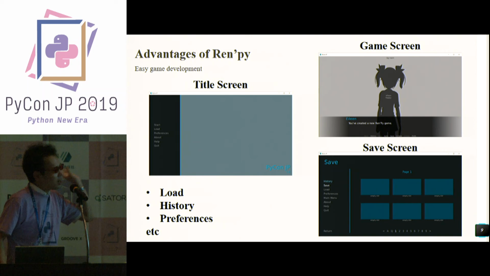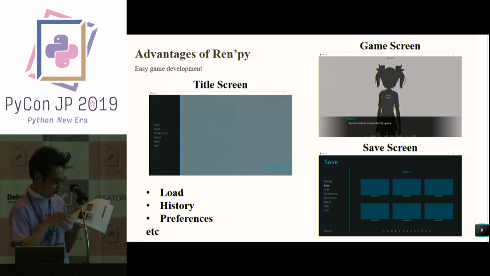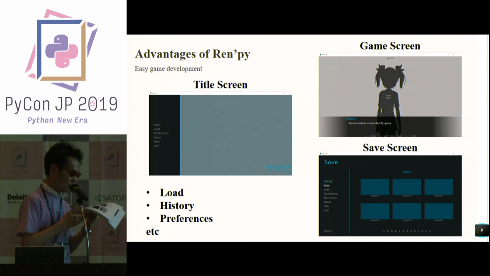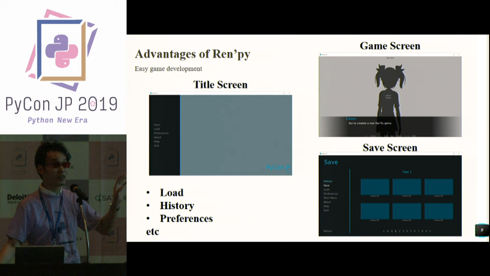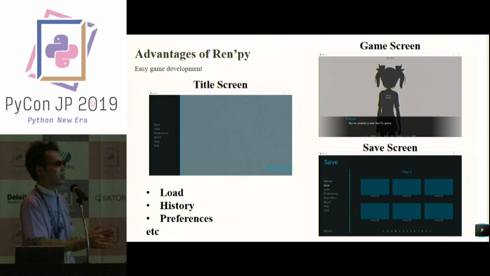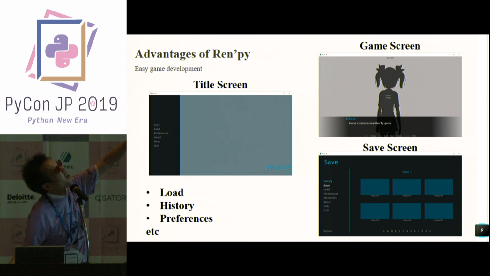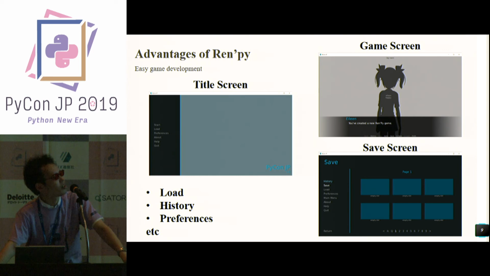Ren'Py has the necessary functions for a novel game available from the beginning. Ren'Py has default game functions: title screens, load functions, history function, and preferences.